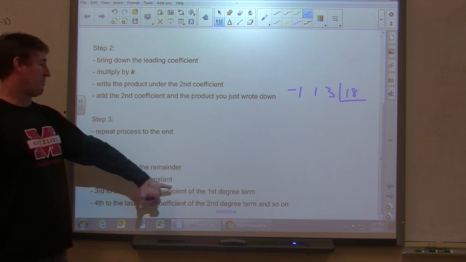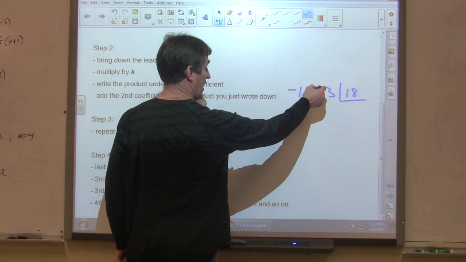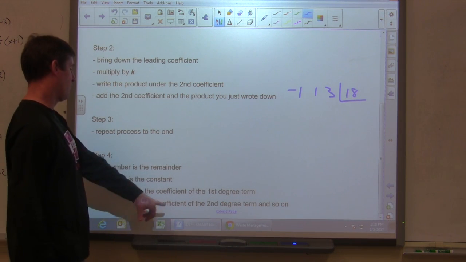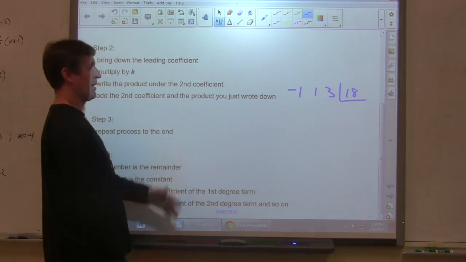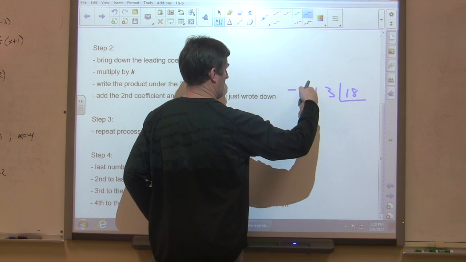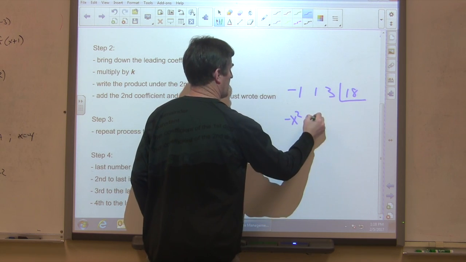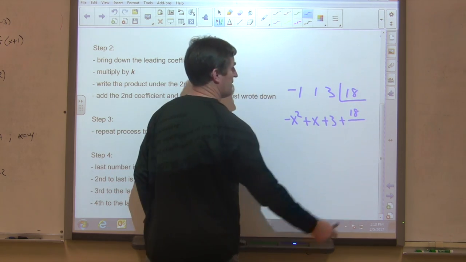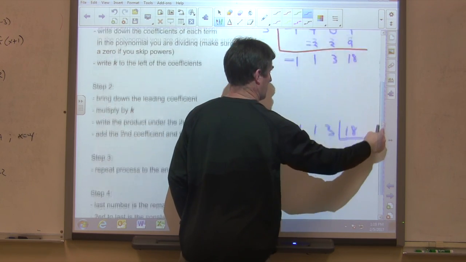The second to last number is the constant, which is 3. Our third to the last number is the coefficient of the first degree term, which means that's got an x with it. And then the fourth term to the last is the coefficient of the second degree term, so this is x squared, and so on. So it just keeps going. So my answer then is remainder, constant, first power, second power. And so this would be negative x squared plus x plus 3 plus 18 divided by what we divided by, which was x minus 3.